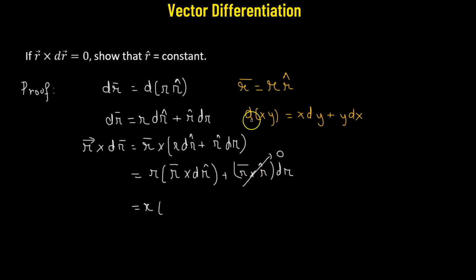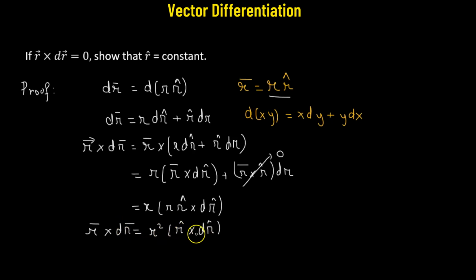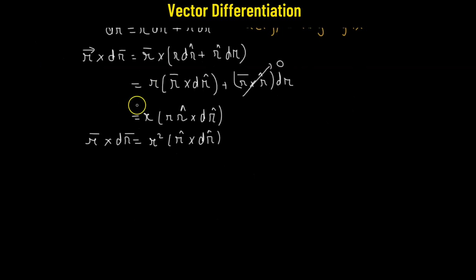Next we have r vector. Here we can again replace r vector with r times r cap. So we have r cap crossed with dr cap. So this equals r squared times r cap crossed dr cap. So vector r, when we cross it with its differential element dr vector, will equal r squared multiplied by r cap cross dr cap. Now we suppose that r vector cross dr vector is equal to 0. So that means we have r squared r cap cross dr cap equals 0.